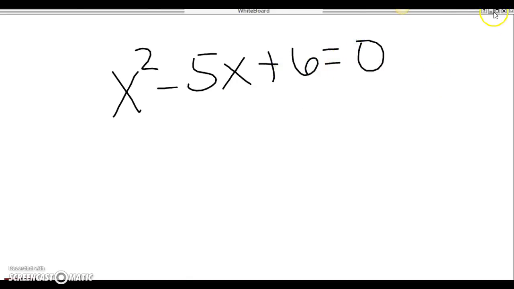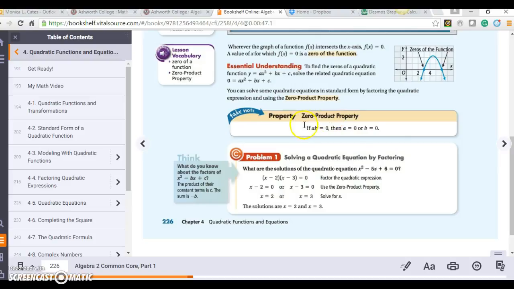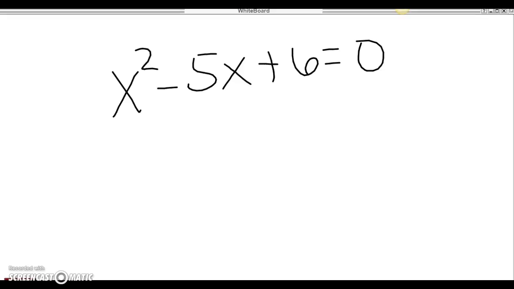We're going to use this property here. It's called the zero product property to find our solution. Since we know it's equal to 0, if we multiply two things and get a product of 0, then one of those numbers has to be 0. So if I have A times B equals 0, then A has to be 0 or B has to be 0. So let's take this and factor it so that we can have two products.